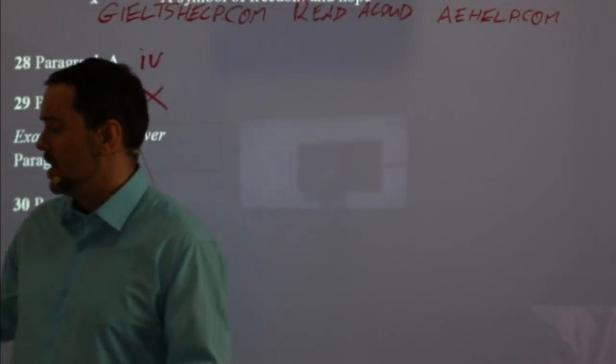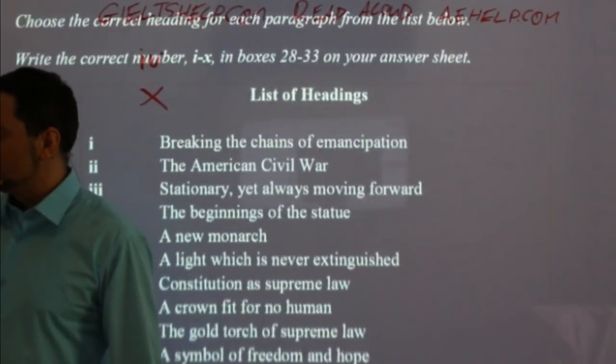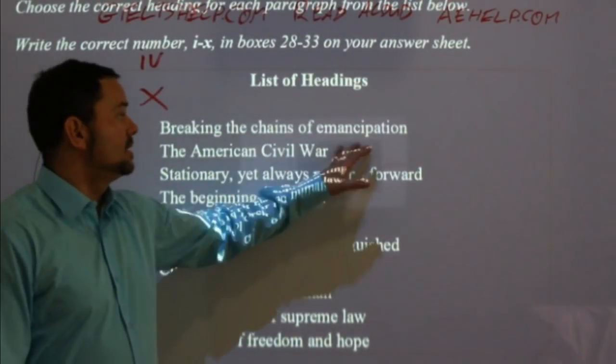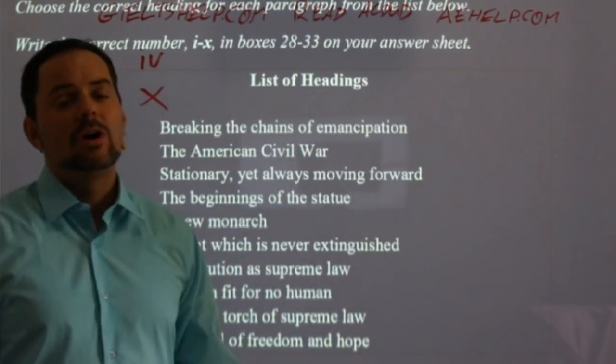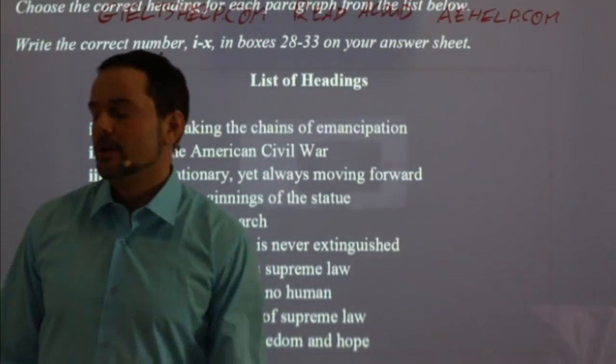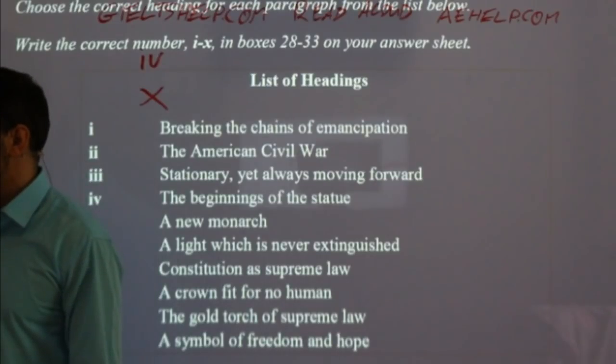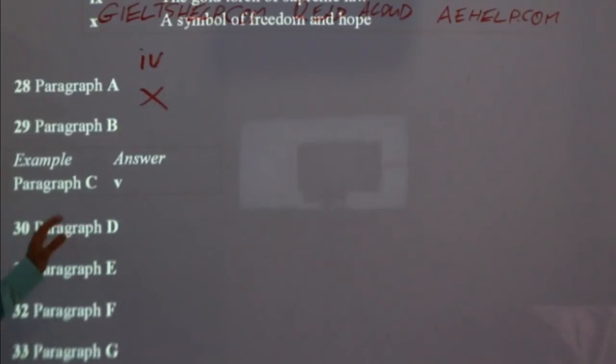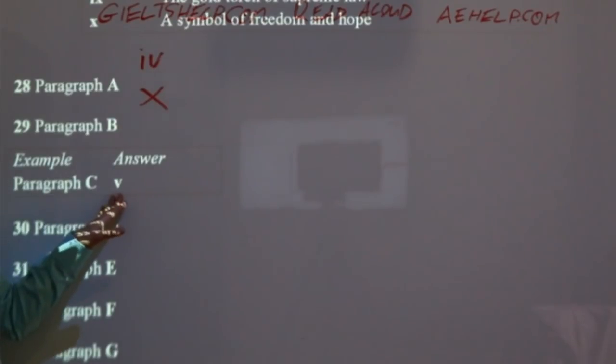trouble. You might say, oh, but I saw the word emancipation so many times, it has to be number one, breaking the chains of emancipation, but that's wrong. It doesn't even make sense. Okay, so 10 is much clearer. All right. Now, notice how you have paragraph C given as number 5.